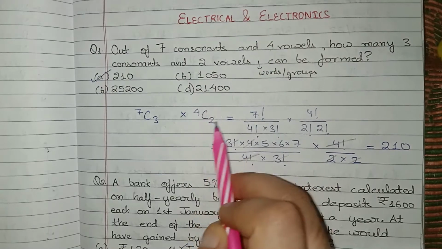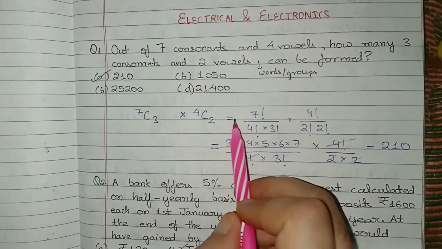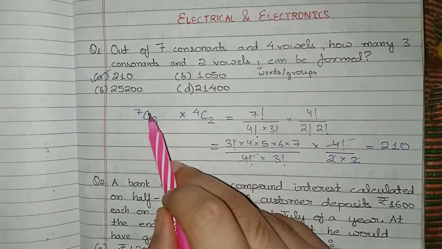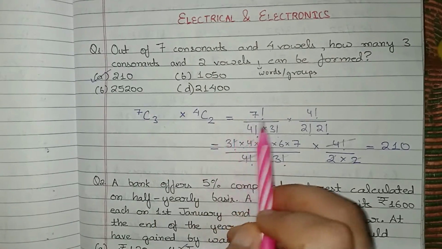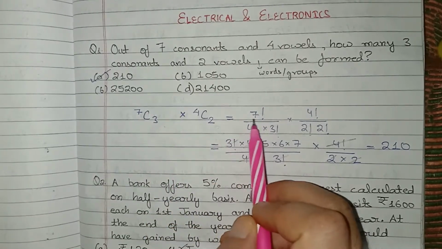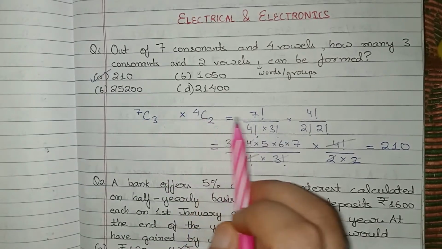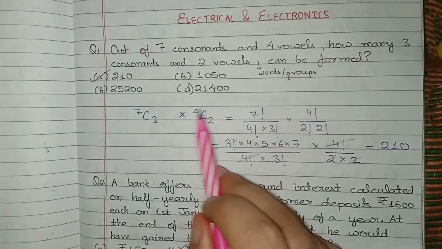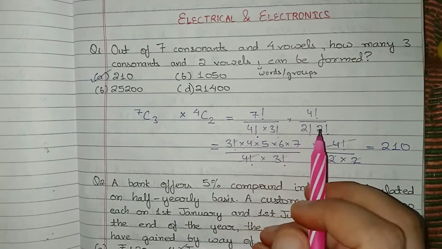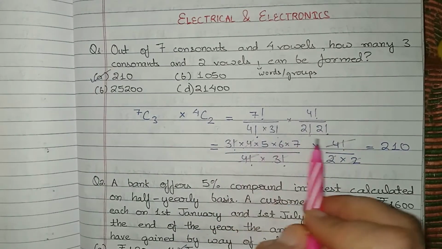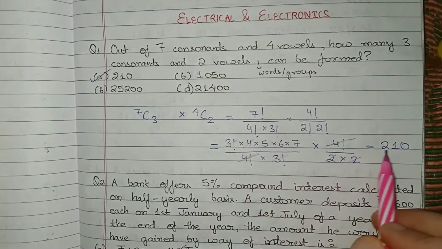Therefore 4C2. To solve these further, what we do is 7 factorial upon (7 minus 3) factorial into 3 factorial. Similarly, 4 factorial upon (4 minus 2) factorial into 2 factorial. On solving this further, we'll get 210.